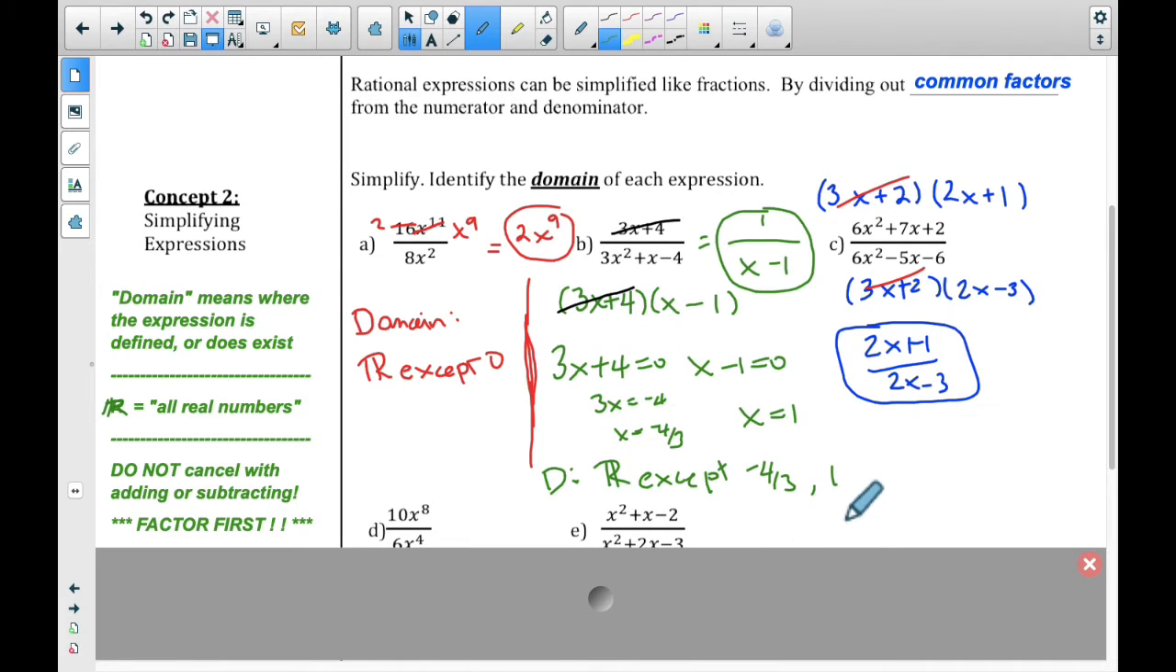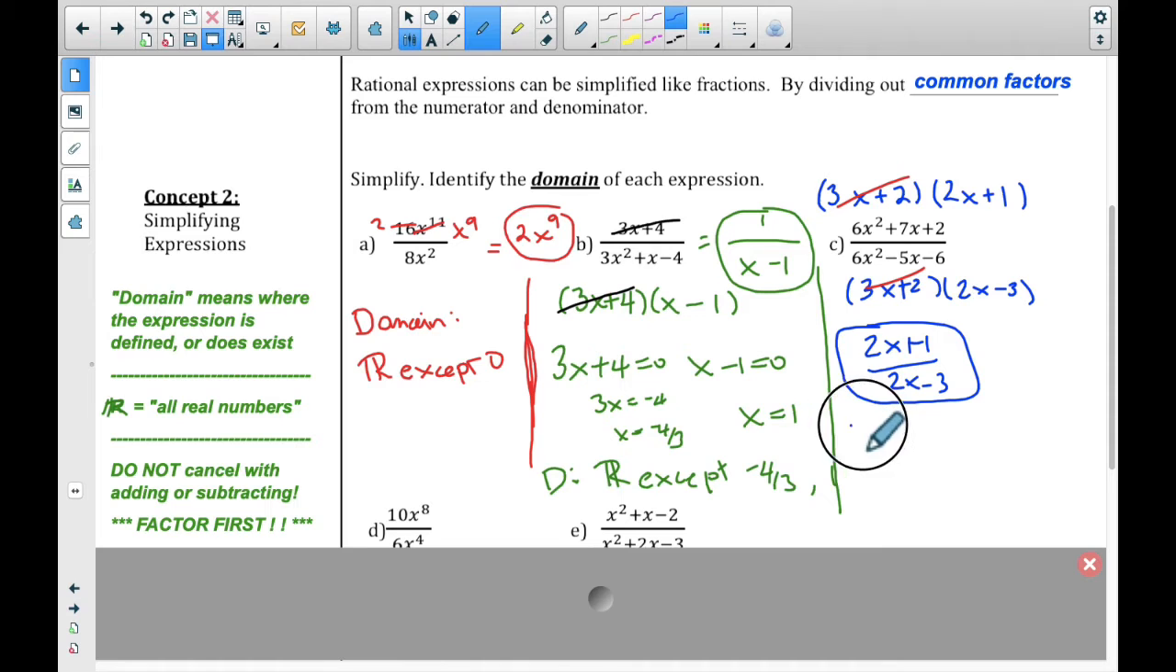In other words, if I plugged in a 1, I would get a 0 in the denominator. That can't be. If I plug in a -4/3, I would get a 0 in the denominator. Not supposed to have a 0 in the denominator, so anything else would work. A -1 would work, a 10 would work, a 35 would work, whatever. But -4/3 and 1 do not work. Even a 0 would work. If I plugged in 0, I'd get -4. That's okay. You can have a -4 in the denominator, but you can't have a 0. So all real numbers except -4/3 and 1.